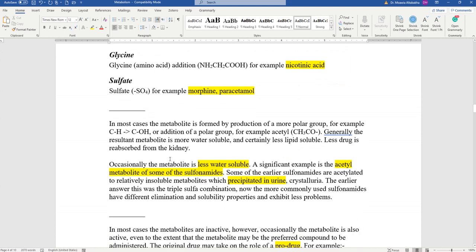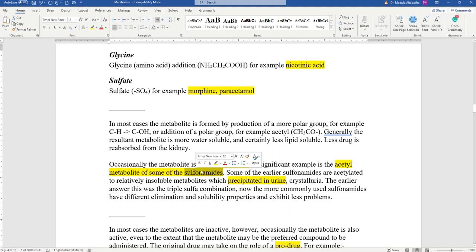طيب, as I said previously, إنه adding أو conjugation reaction or adding a molecule to the drug or its metabolite will cause the drug to be more water soluble. But occasionally, sometimes the drug becomes less water soluble. Okay, sometimes. And they had this problem with sulfonamides اللي هي antibacterial.